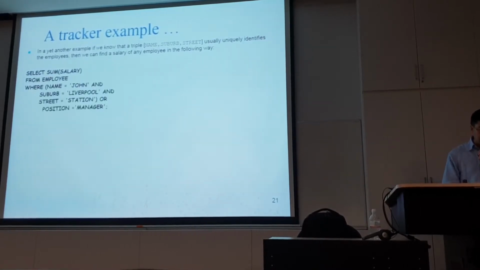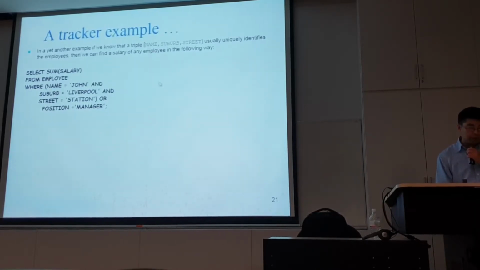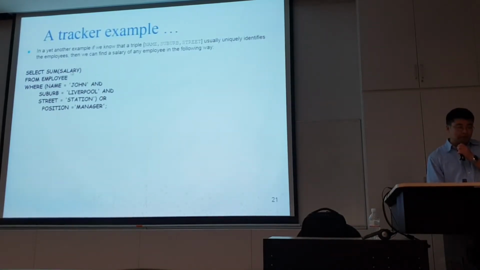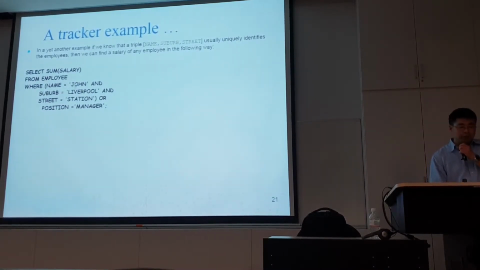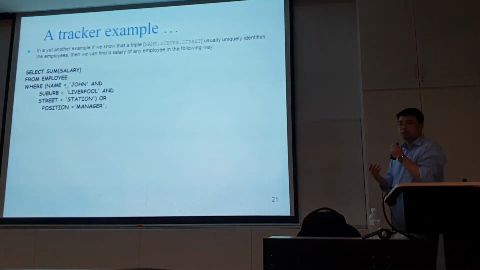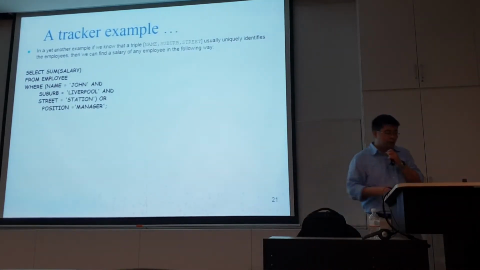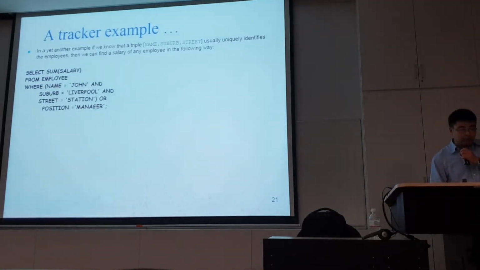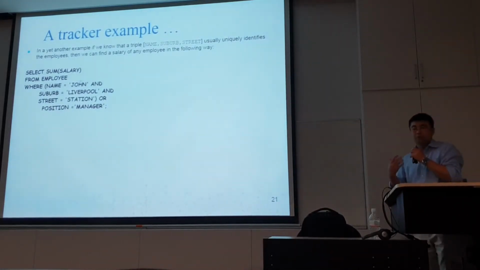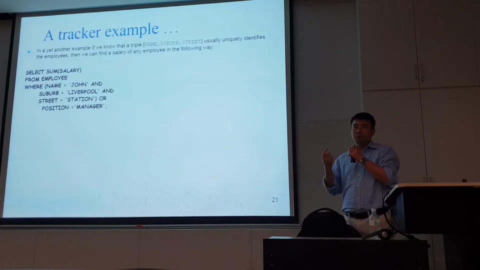Right. So in this case, suppose we know that the name and the address can uniquely identify an employee. Then we can find the salary of the employee in this way. So what is the individual tracker? The individual tracker is the sum of salary for this particular address. So this is the individual tracker, but it will not be allowed. You cannot directly use this individual tracker. The individual tracker means you don't have this or statement here. So this one will not work because the database will reject. You only query one record.